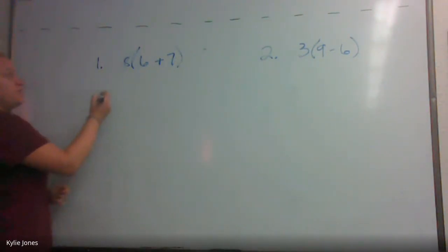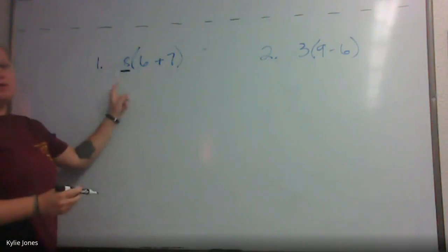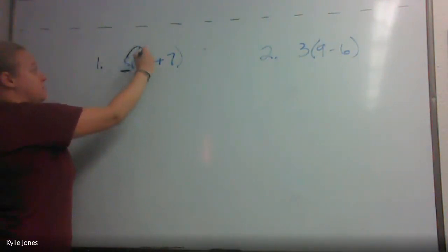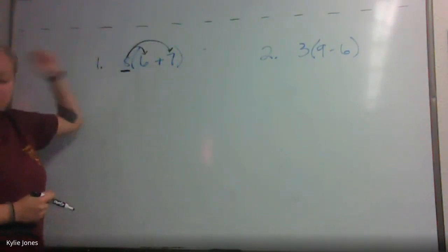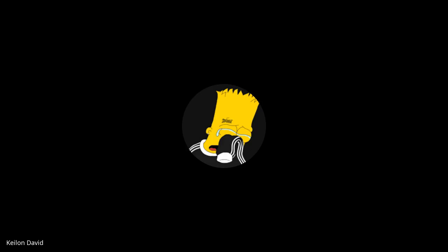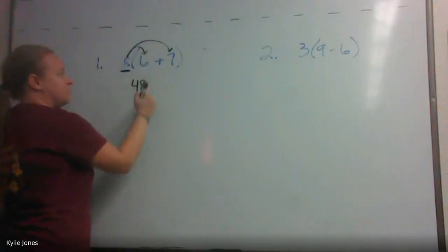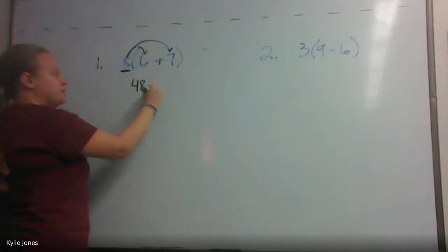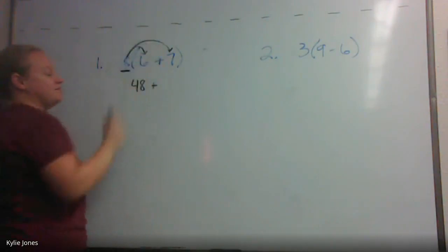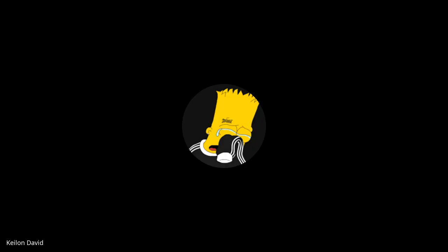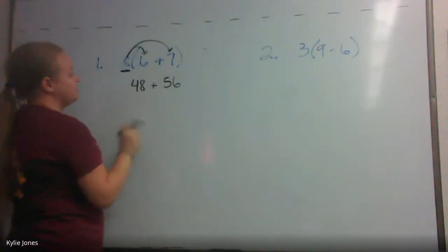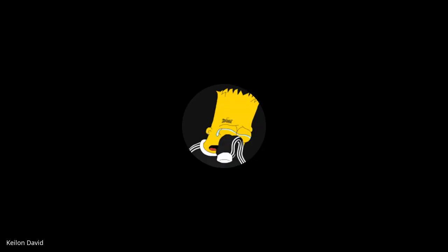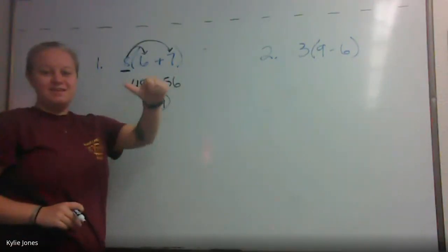So for number 1, we're taking the number on the outside and multiplying it to the numbers on the inside. So 8 times 6 and 8 times 7. What is 8 times 6? 48. The addition sign is here, so we just drop the plus sign down. What's 8 times 7? 56. And then we need to add to get our answer. What's 48 plus 56? 104. 104 is your answer. How'd you do? Good?